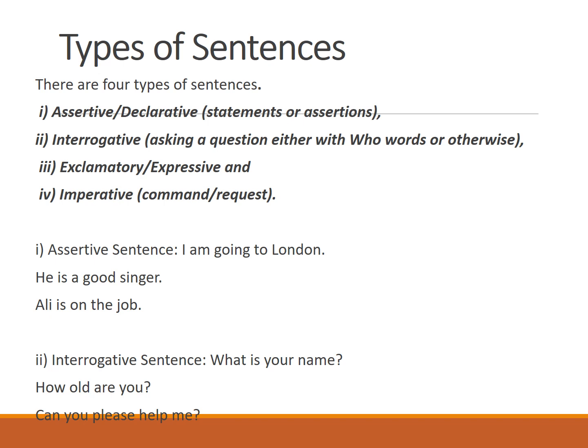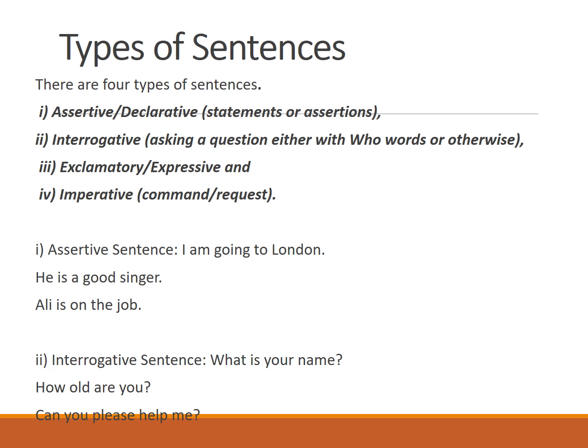And number three, the exclamatory, expressive. Exclamatory means related to your feelings. You are going to express your feelings about your sadness, happiness, and this is called exclamatory. And the imperative means command or request. You are going to say something to someone as a command. So let's have an explanation of each one, one by one, with examples.